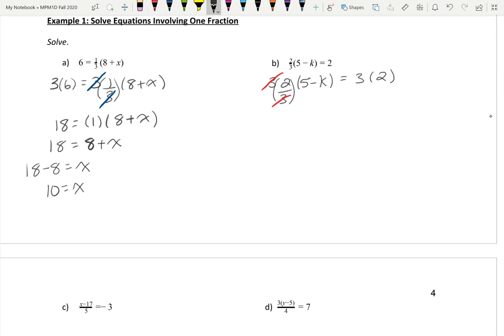Okay, so I'm left with 2 times 5 minus k, 6. 2 times 5 is 10. 2 times negative k is negative 2k. Then I'm going to isolate for my variable.